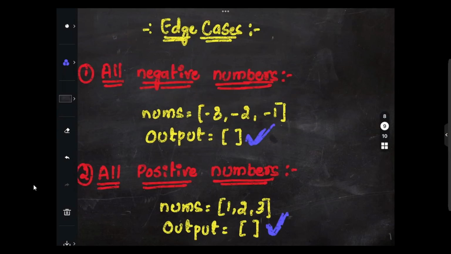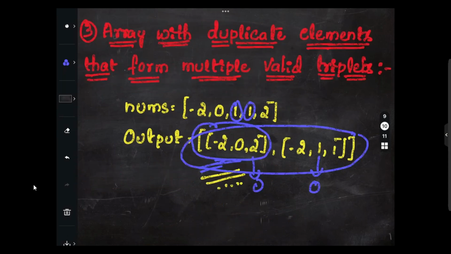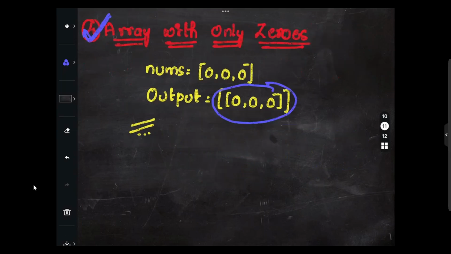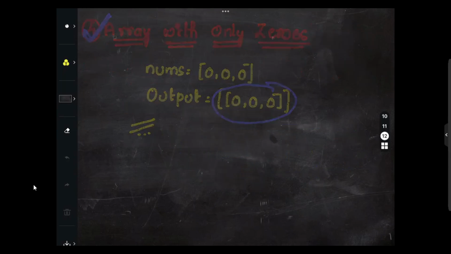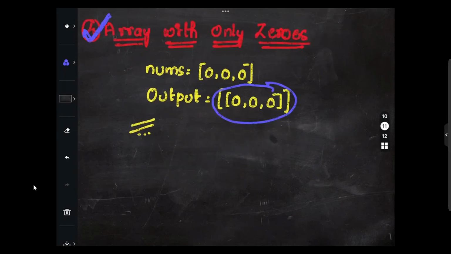These are the 4 edge cases that we need to consider. First one was for all negative numbers. Second one was for all positive numbers. Third one was for array with the duplicate elements that form multiple valid triplets. And the fourth one was for array with only zeros. These are the edge cases that we need to consider.